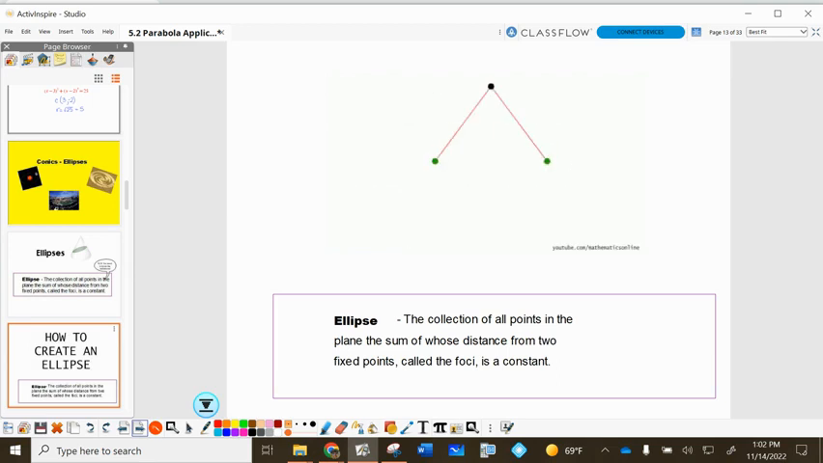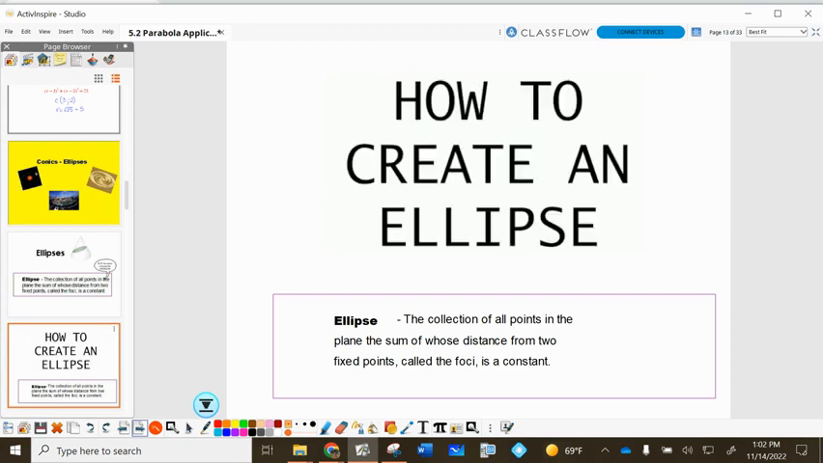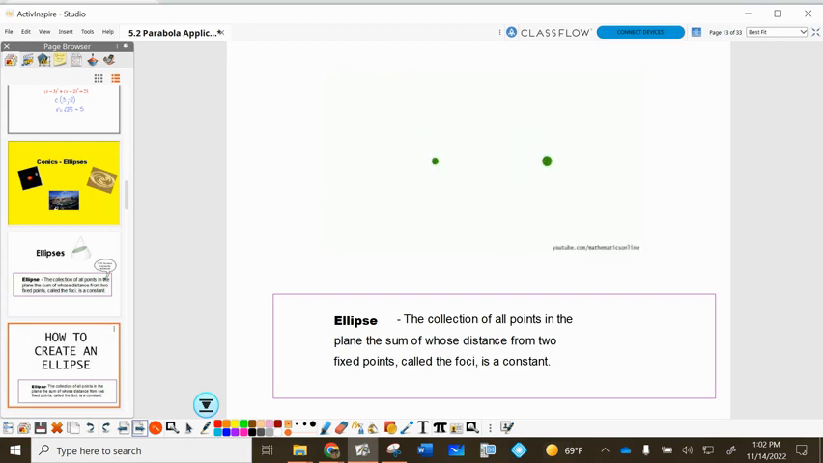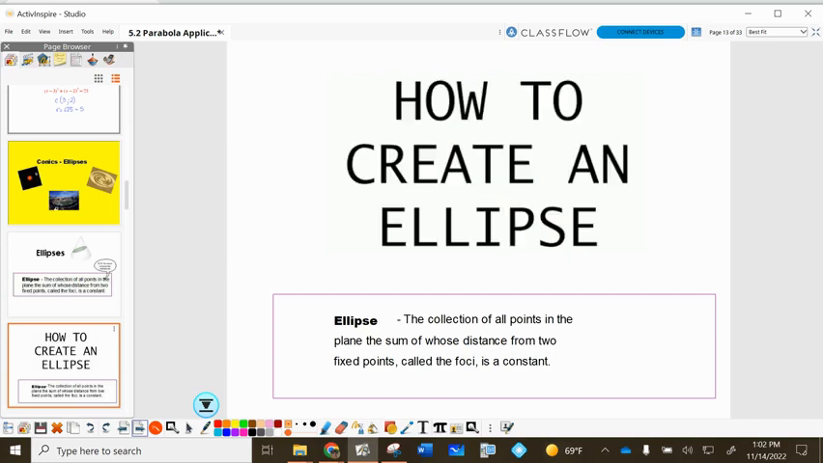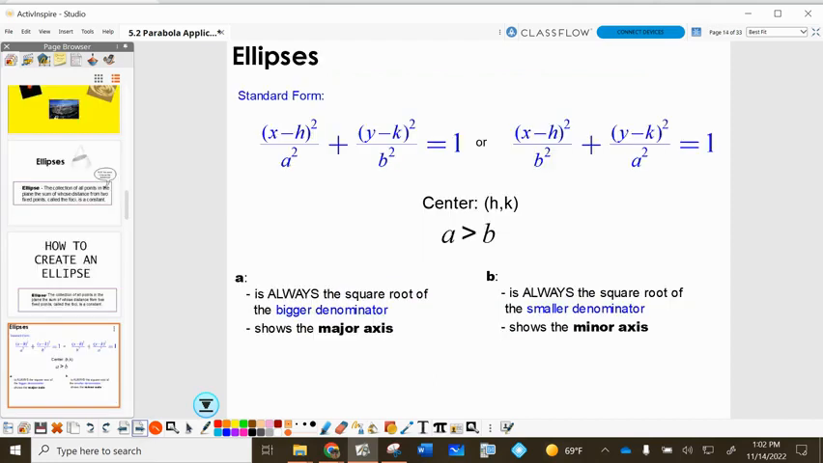So if you pull the string tight, the set of points that the sum of whose distance from those two fixed points is always that constant string length, those are the ellipse. Now those two points are called the foci, and that's going to be important. That's where the sound or light gets concentrated when we're dealing with an ellipse. So those will be important points, and those are called the foci.